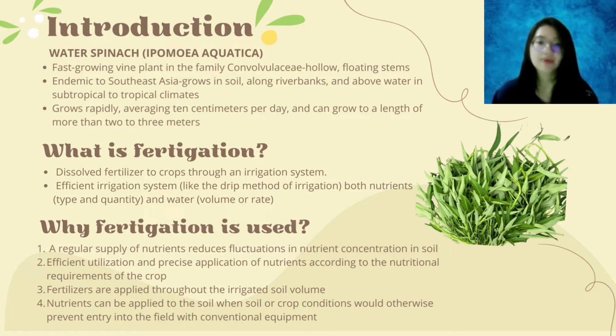Why is fertigation used? This is due to a regular supply of nutrients, which reduces fluctuations in nutrient concentration in soil. The second one is efficient utilization and precise application of nutrients according to the nutritional requirements of the crops. The third one is that fertilizers are applied throughout the irrigated soil volume. The last one is that nutrients can be applied to the soil when soil or crop conditions would otherwise prevent entry into the field with conventional equipment.